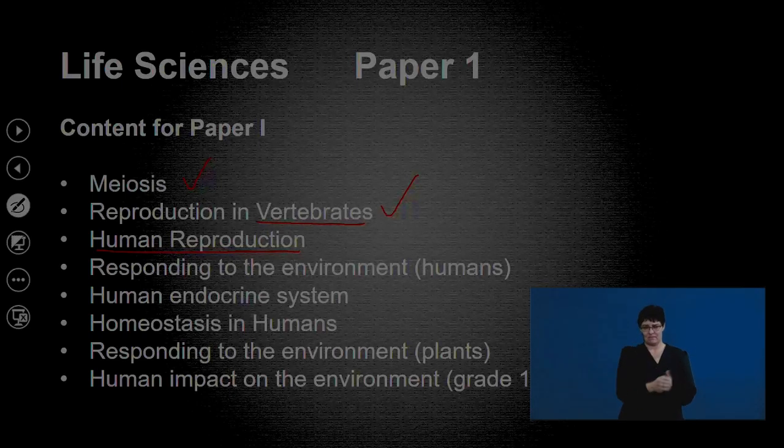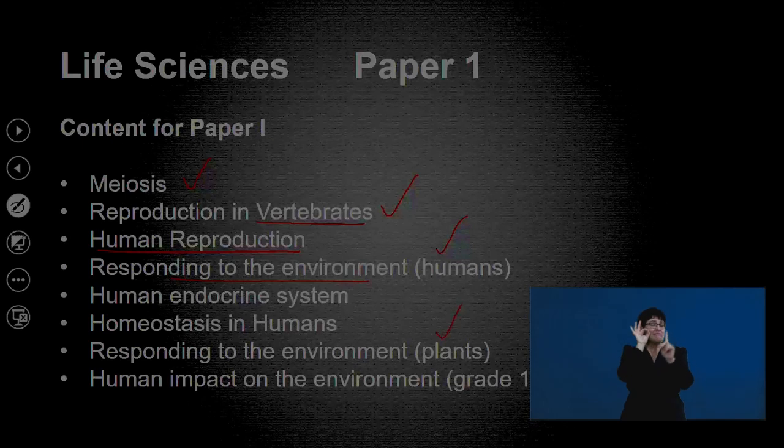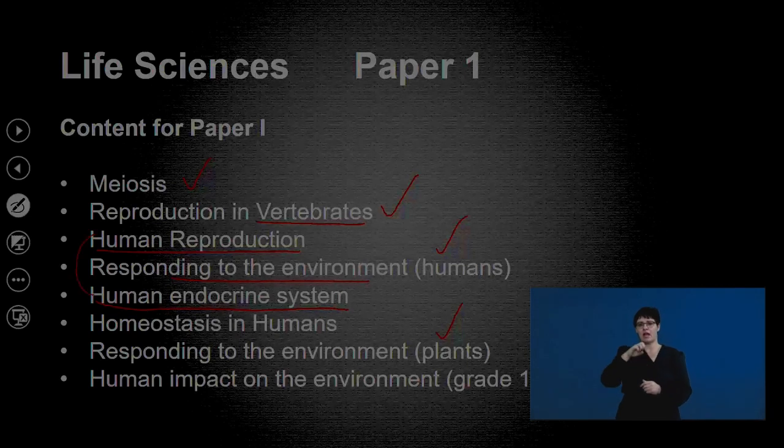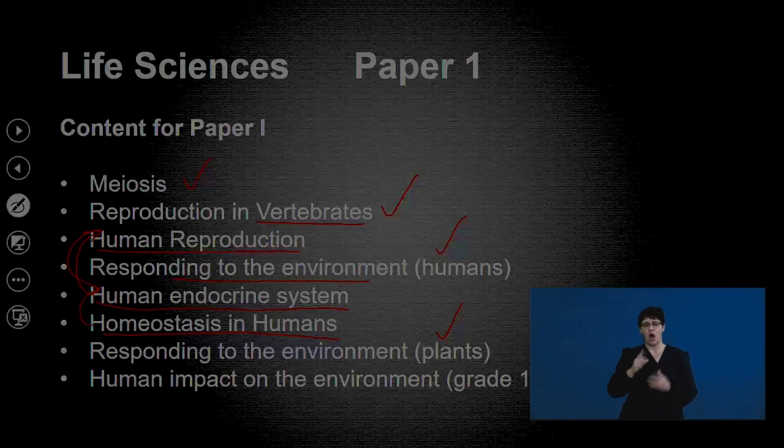We also refer to, in this paper, the response of individuals to the environment, specifically humans, as well as plants. There's an important component of this, which is the endocrine system, which closely links to the reproductive system. And I think that's something that you must always look at studying together. We also have homeostasis in humans, again, a common link to human reproduction and the endocrine system. So we need to study these three sections together.